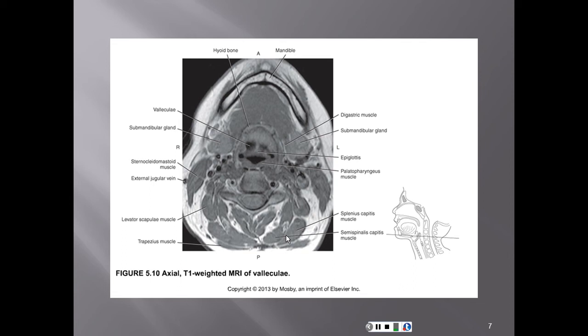Axial T1 weighted MRI of the valleculae. They say the valleculae. So if we know that the epiglottis should be somewhere in this picture, if they are stating that the valleculae is seen, well, here's the valleculae, and there's your epiglottis. Okay. Palatopharyngeus muscle, important muscle for initiation of the swallowing reflex.